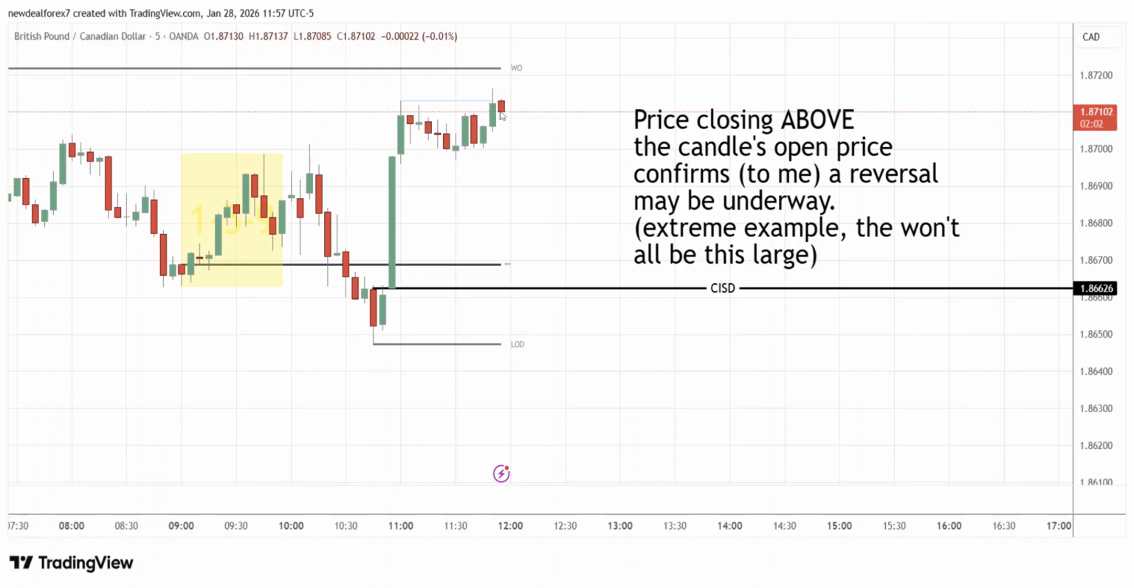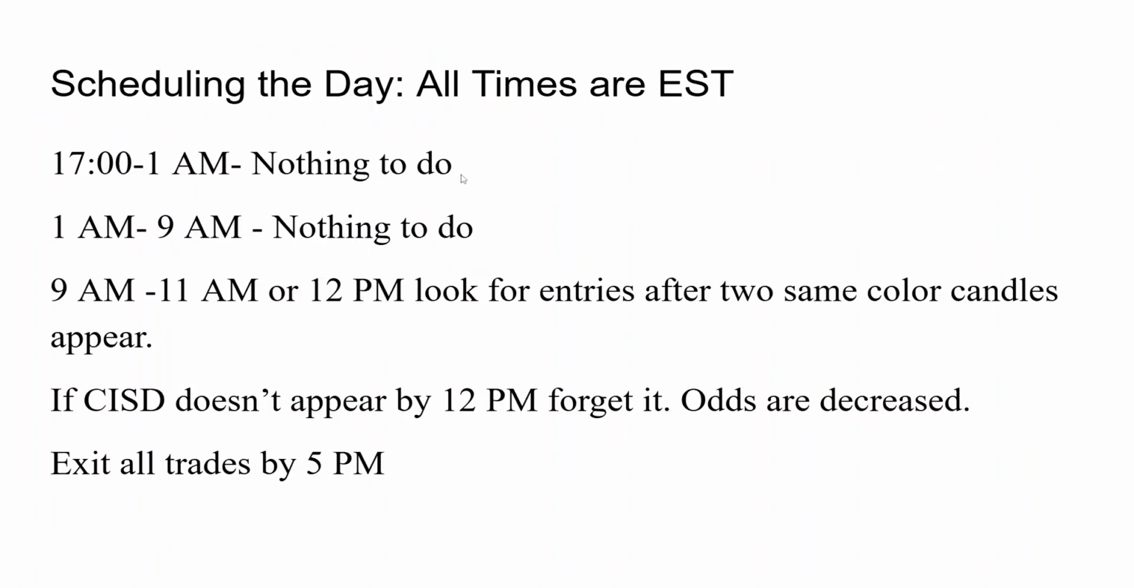Okay, so scheduling the day. This is all you're looking for. For the first 16 hours of the day, you're not doing anything. You may even be asleep or just watching TV, doing something else. You're only going to come to the chart at 9 a.m. Because remember, you're only trading one candle. Ideally, you're looking for your entries between 9 and 11. The first hour between 9 and 10 Eastern Standard is most high probability.